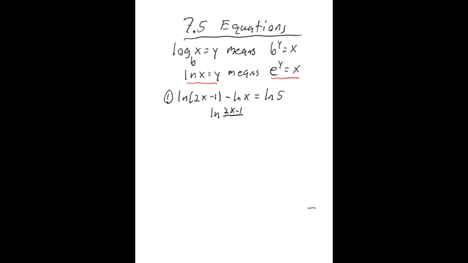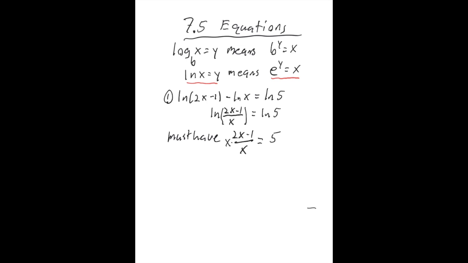Natural log of 2x minus 1 minus natural log of x, when you're subtracting, you divide. Okay? So we get natural log of (2x minus 1) over x is natural log 5. So we must have that (2x minus 1) over x is equal to 5. And now we can finish solving for x using just regular algebra.